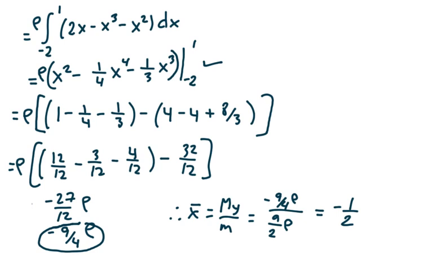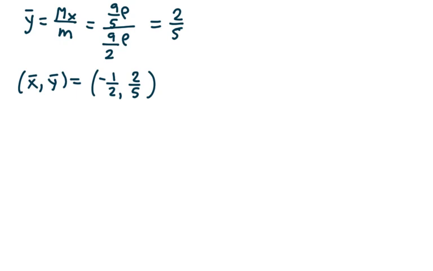And then this is the home stretch. X bar is m sub y over m, which is equal to -1/2. Y bar is m sub x over m, which is equal to 2/5. And so my centroid will ultimately be the ordered pair -1/2, 2/5.